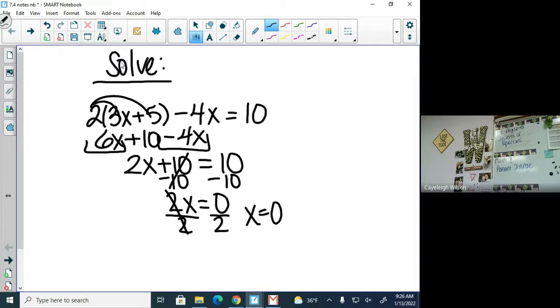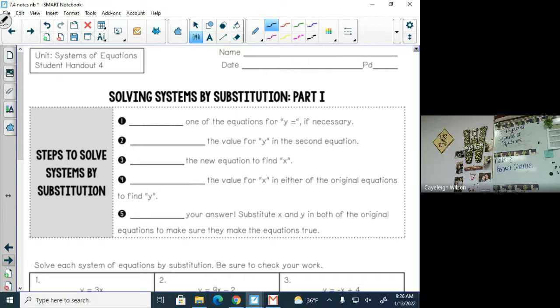Okay? And with substitution of equations, the goal is to get an equation that has the same variable in it. Because right now, in algebra 1 and algebra 2, you cannot figure out what an equation equals if it has 2 different variables, unless you know one of them. Okay, so substitution is going to allow us to plug one in so that we only have one variable and we can solve for it. Okay, so solving systems by substitution, this is just part 1.